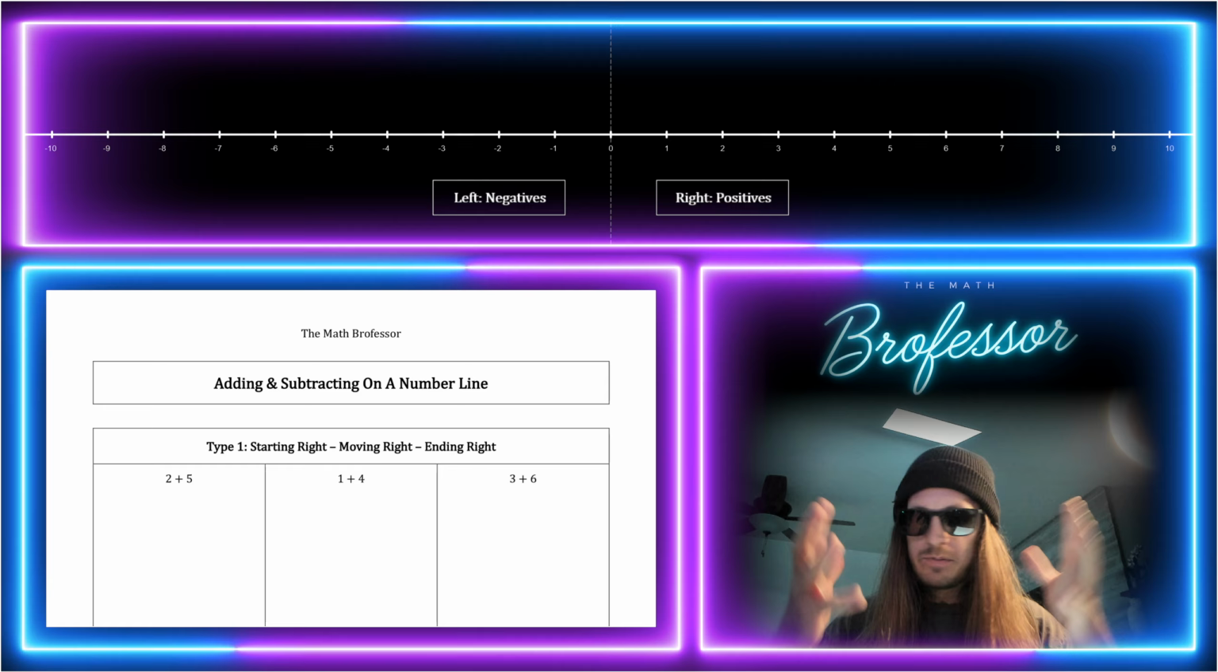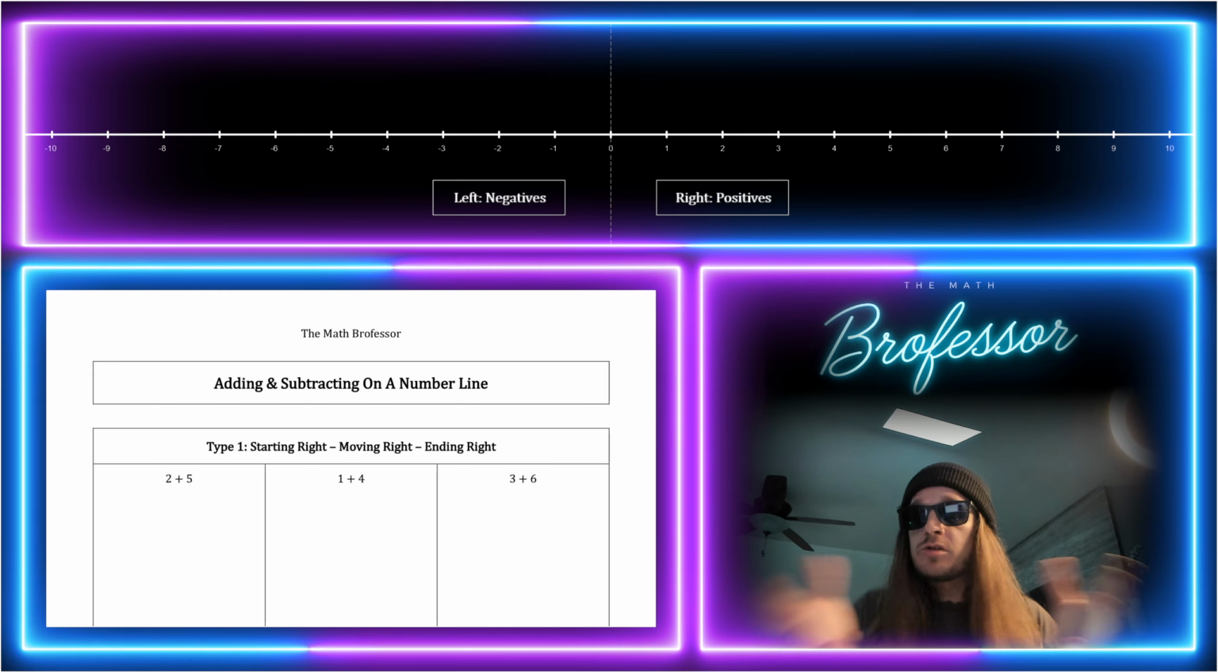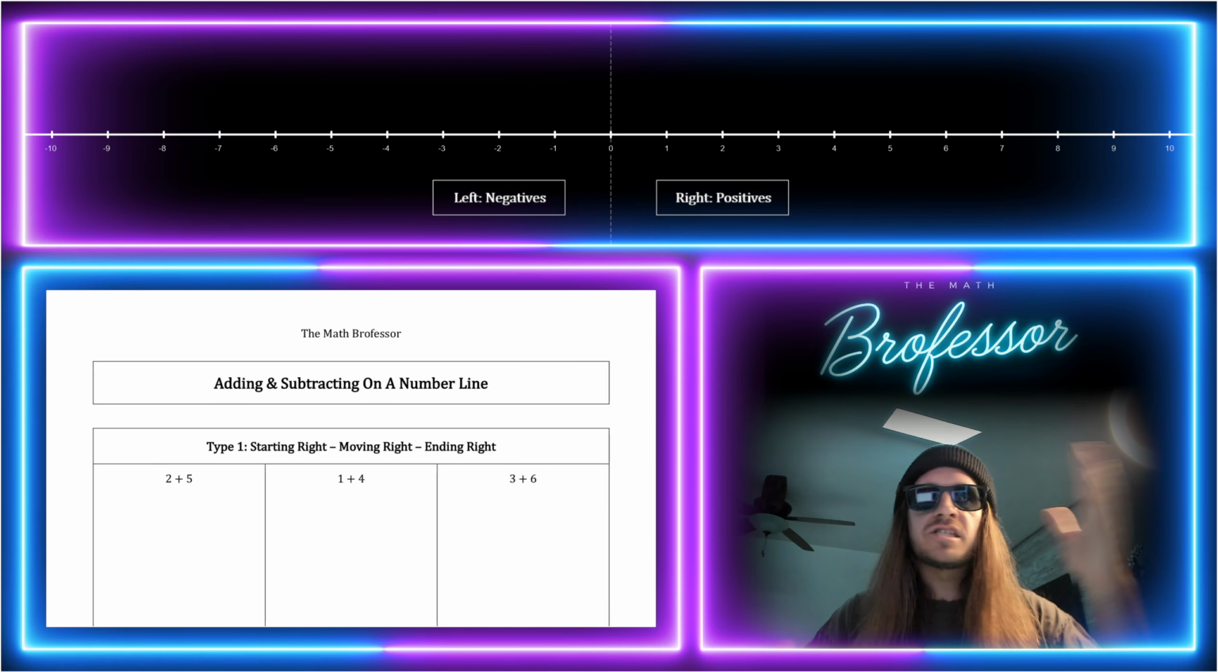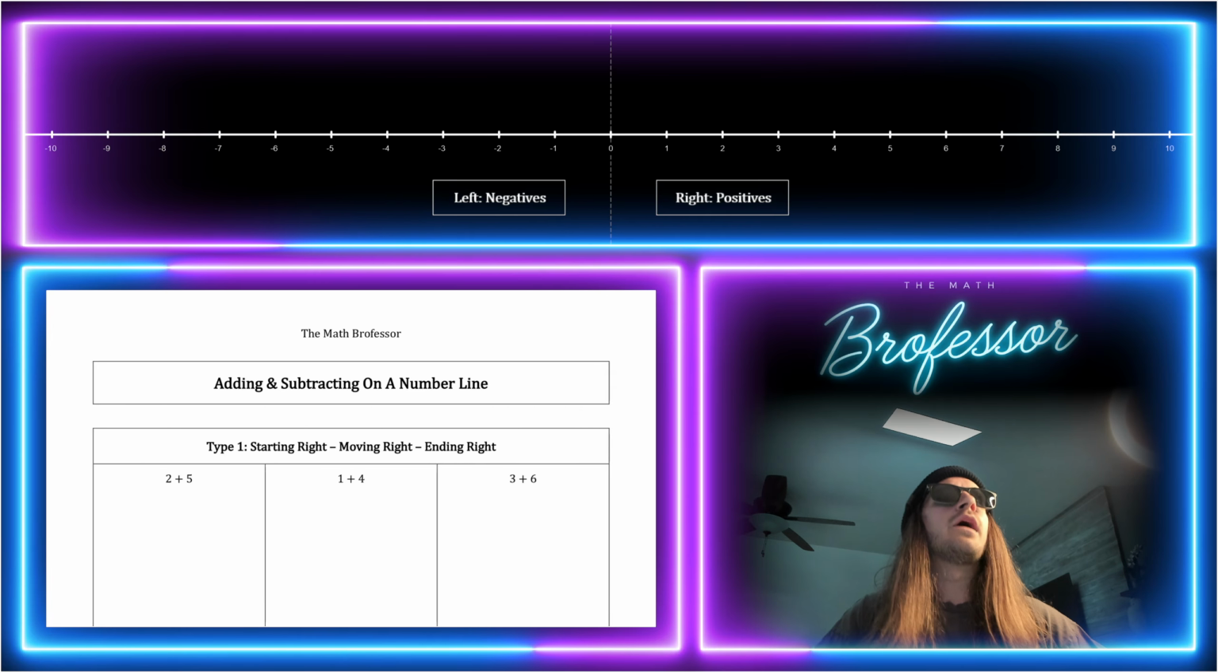We're going to take an in-depth dive into how to add and subtract numbers on a number line, right? A lot of people still get mixed up with negatives. So if you still struggle with your negatives, you're in the right place. You're going to see, we're going to visualize every single one of these. We're going to make connections that you've never made before, and hopefully you'll learn something.